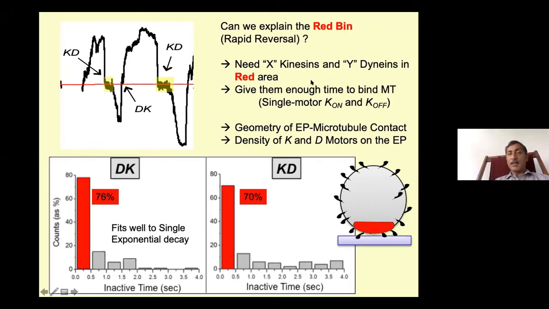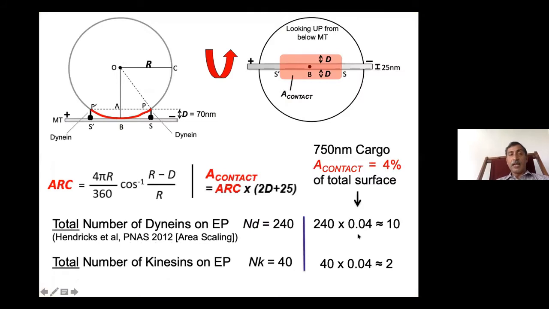To understand this, we gave them enough time to bind, which is this 0.5 seconds that I told you about. And we look at the geometry of this contact and the density of kinesin and dynein motors on this object, on this phagosome. I will skip this part. You can calculate this area.